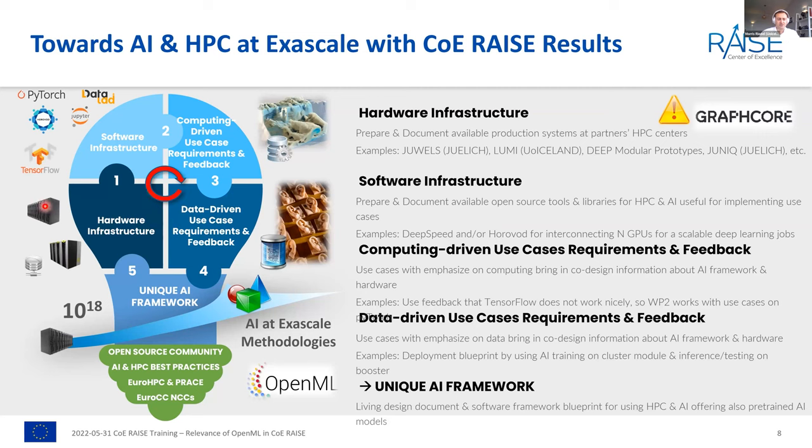So we have the large-scale traditional resources we already learned about, with GPUs and of course high single-thread CPUs, for instance. But what's coming up is things like Graphcore, and, as we have learned also, quantum computing plays an increasing role. Soon neuromorphic devices will also be coming into the game. So we have a very heterogeneous setup, and bringing that all together and thinking about a so-called unique AI framework, how that could actually work together, is one of the goals of the CoE RAISE project.